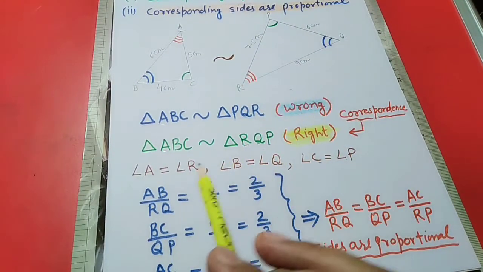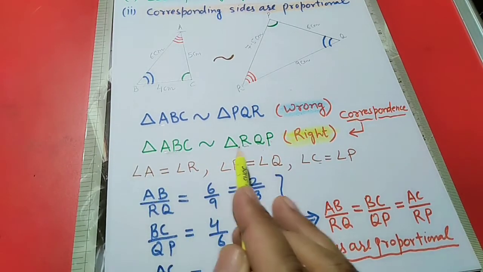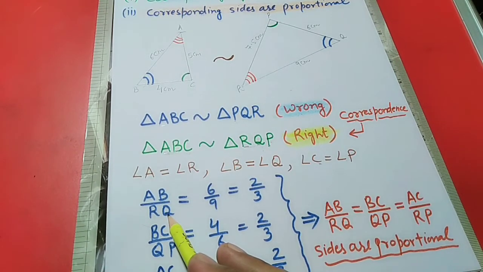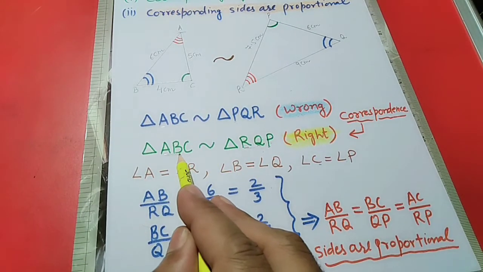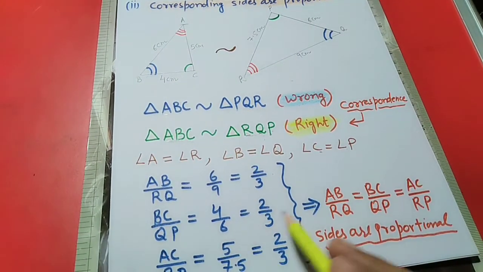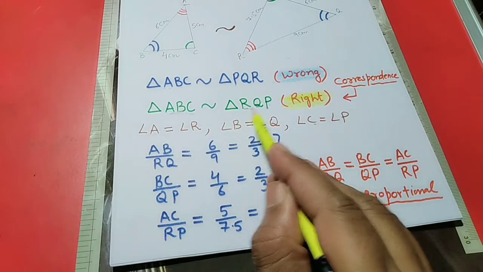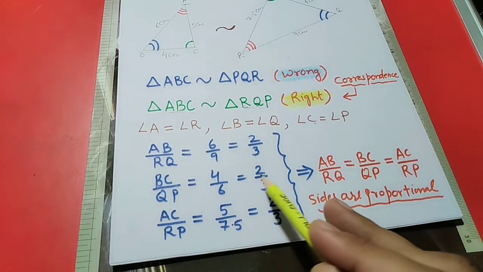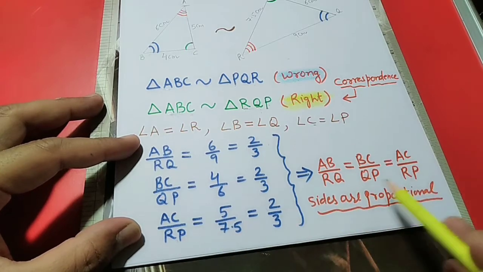What does it mean? Because ABC is similar to RQP, side AB is corresponding to side RQ, and this is the ratio of side AB to RQ. AB is 6 and RQ is 9. After solving I am getting 2/3. Similarly, side BC is corresponding to QP, and their ratio is 4/6, which is equal to 2/3. Now A and C, corresponding to RP, so AC upon RP is solving to 2/3. So all ratios are the same. So I can say that AB upon RQ is equal to BC upon QP is equal to AC upon RP.